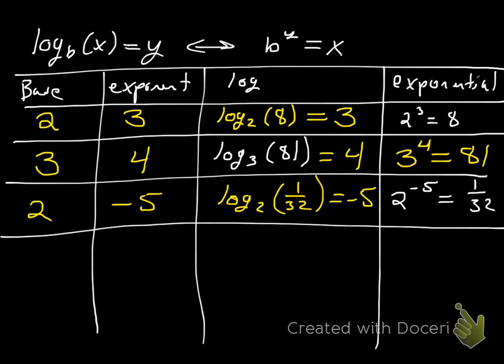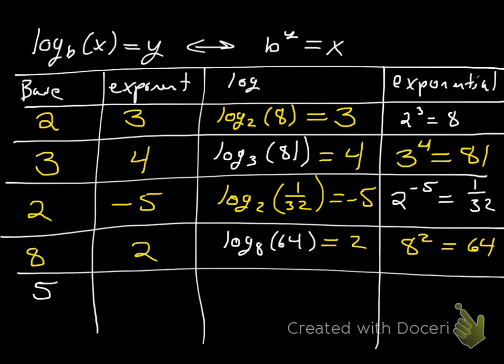I think we're going to have one or two more on this page, and then we'll do a couple more. What if I say log base 8 of 64? I already gave you the base. If you want to pause it and try to find what the exponent is, you can. Log base 8 of 64 is going to be 2 because 8 squared is 64. So that's what my exponent is. So log base 8 of 64 is 2.